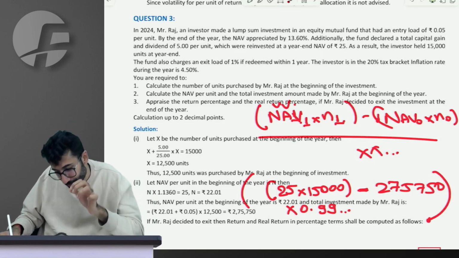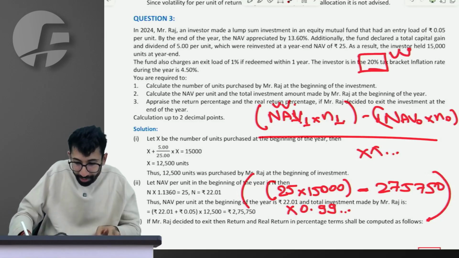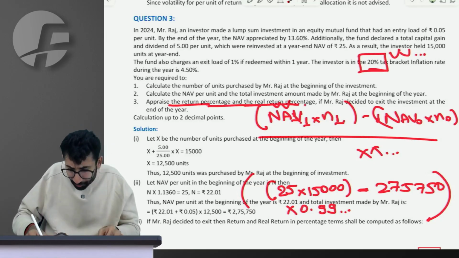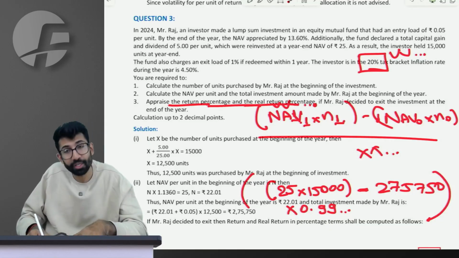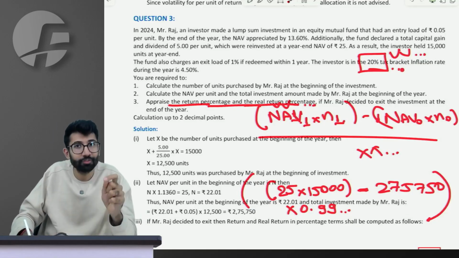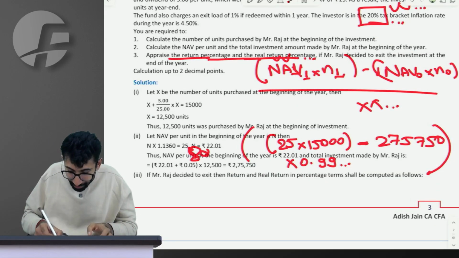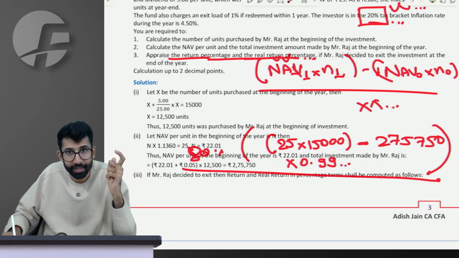Yes, when I earn this return, I have to pay a 20% tax rate. Does the examiner say which return you have to calculate, pre-tax or post-tax? No. But when they give you a tax rate of 20%, we obviously have to make use of that number and calculate the post-tax return, which means only 80% of it is my income. Final income, 20% I have to pay as tax, right?